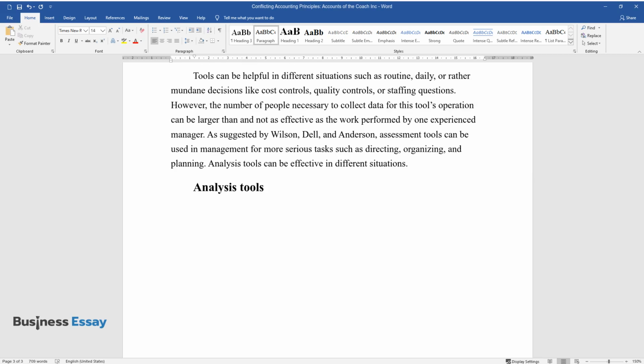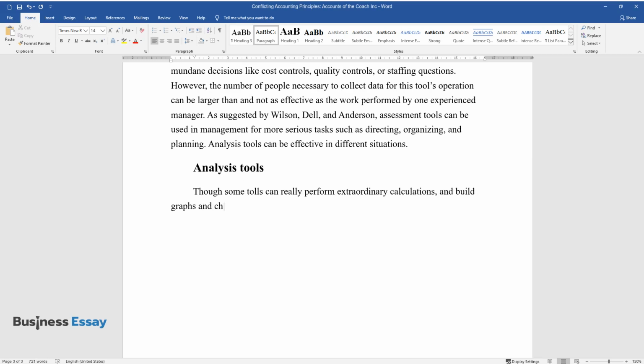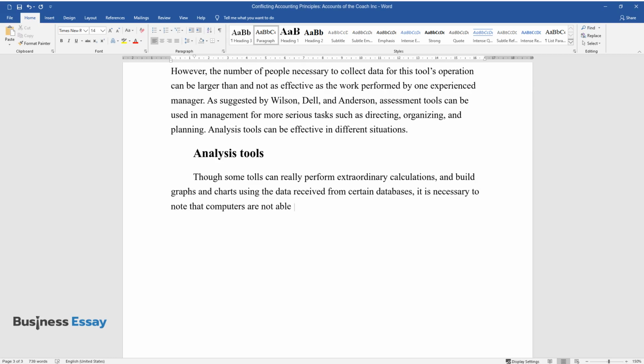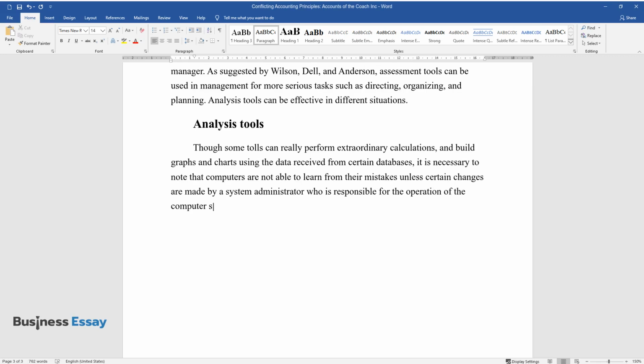Analysis tools. Though some tools can really perform extraordinary calculations, and build graphs and charts using the data received from certain databases, it is necessary to note that computers are not able to learn from their mistakes unless certain changes are made by a system administrator who is responsible for the operation of the computer system of the organization.